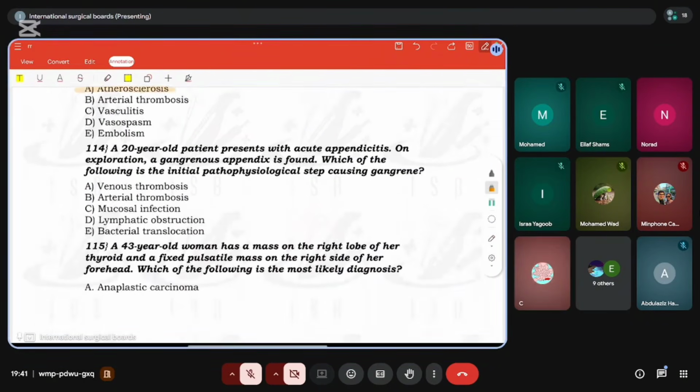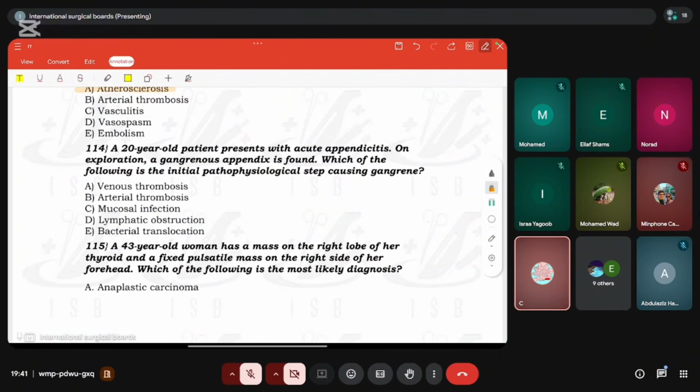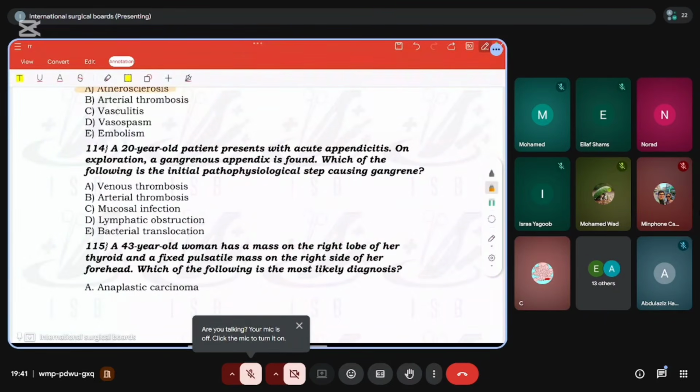Okay, let's see the next one. A 20-year-old patient presents with acute appendicitis. On exploration, a gangrenous appendix is found. Which of the following is the initial physiological step causing the gangrene? I remember this question. I think the answer is venous thrombosis, but it was one of those questions I didn't really fully understand. Okay, no problem, no problem.